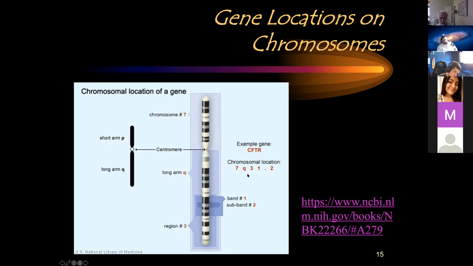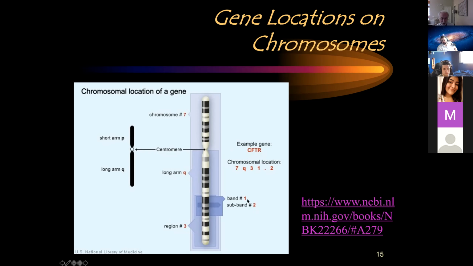And so you'll see codes like this, 7q31.2. Well, what does that mean? This is actually the location of the CFTR gene. So 7 means that it's on chromosome 7. That's this. Q means it's on the long arm, Q. 3 means it's in region 3. It's this region here. 1, band 1, and 0.2, subband 2.